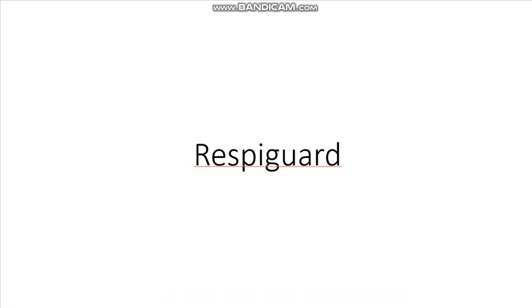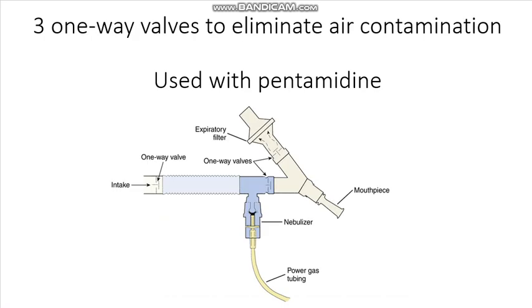The RESP guard has three one-way valves and a filter to eliminate air contamination. It is used with pentamidine.